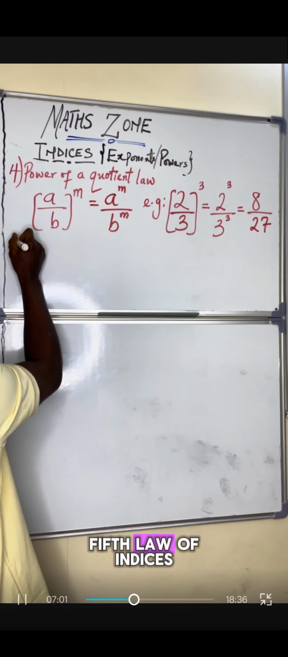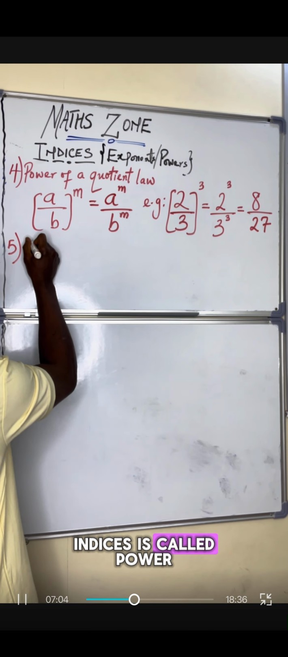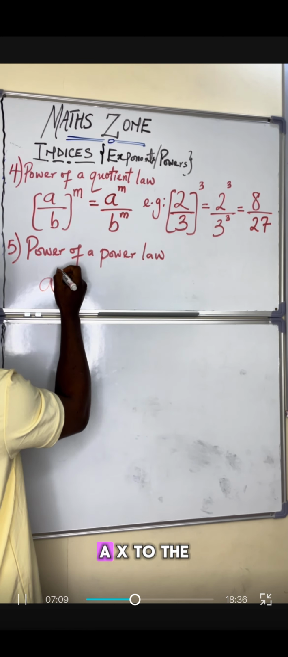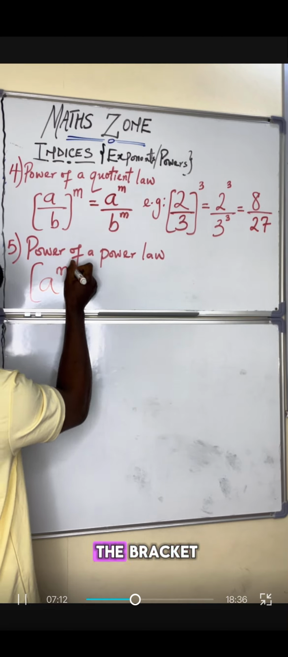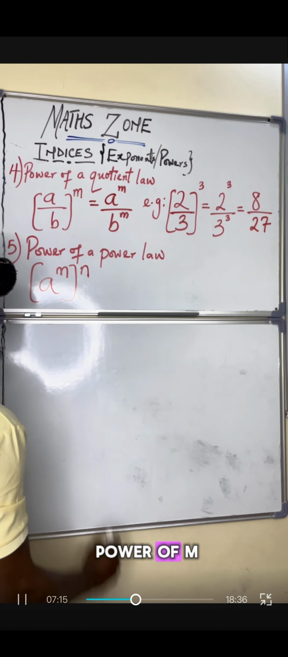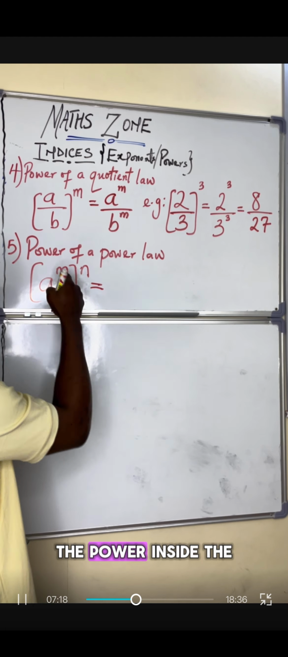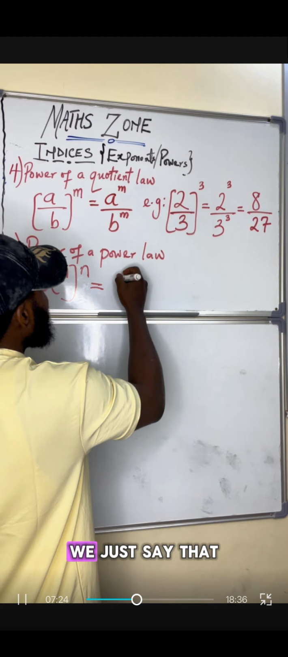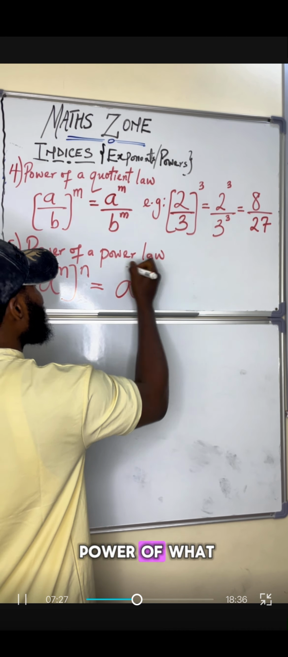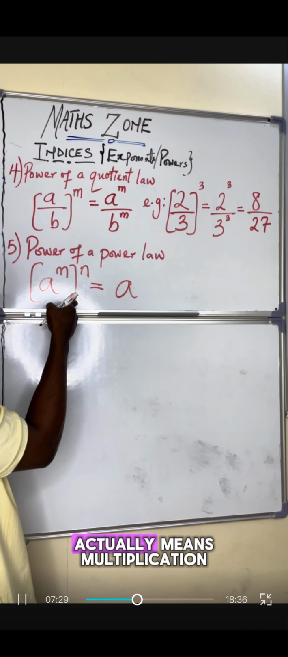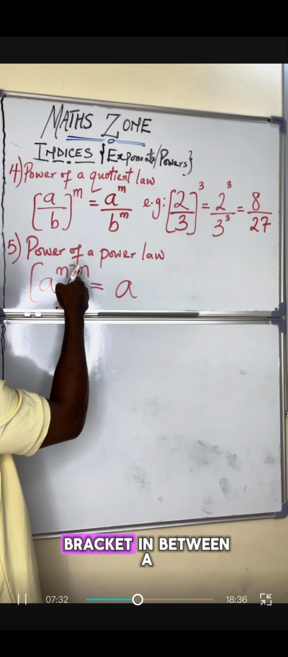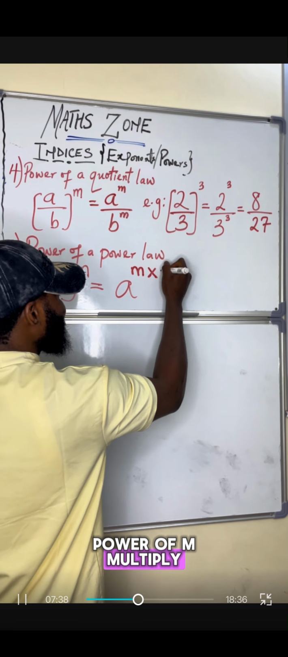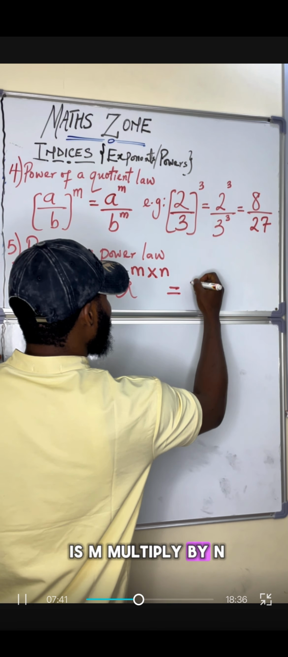Let's go to the fifth law of indices. The fifth law of indices is called the power of the power law. A raised to the power of M inside a bracket, then raised to the power of N. This is power of the power. The power inside the bracket is M, while the power outside the bracket is N. What do we do in this case? We just say that A is raised to the power of what? We multiply the powers, because of course a bracket actually means multiplication. So we have a bracket in between a power and another power. That means we're going to have A raised to the power of M multiplied by N. And what is M multiplied by N? MN.